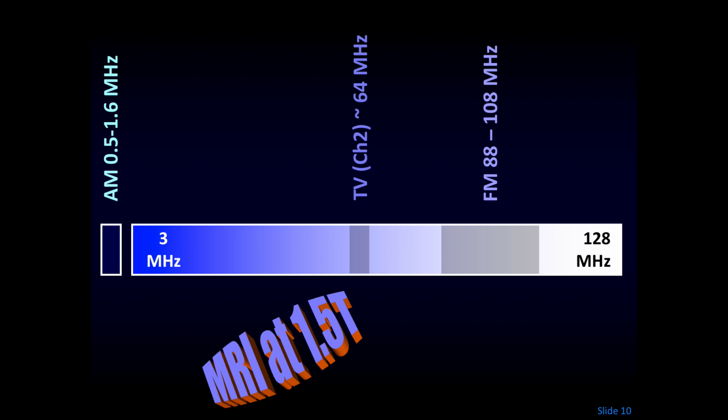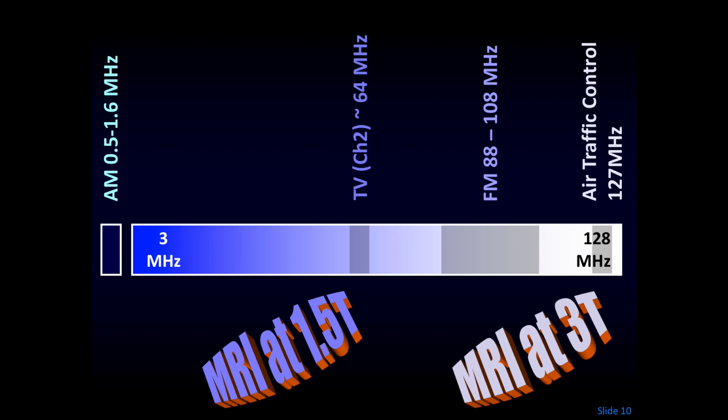And here we have MRI at 1.5T. So MRI at 1.5T is somewhere between AM radio and FM radio, and 3T MRI is twice the frequency of 1.5T MRI, so 3T MRI is here. Now it turns out that 3T MRI is at the same frequency as air traffic control. So one reason we want to shield our magnets is that if we didn't shield our magnets, then our radio waves might start interfering with the radio waves we're sending to airplanes up in the sky, which could result in multiple different catastrophes. At any rate, MRI at 1.5T is approximately TV channel 2, and MRI at 3T is air traffic control.